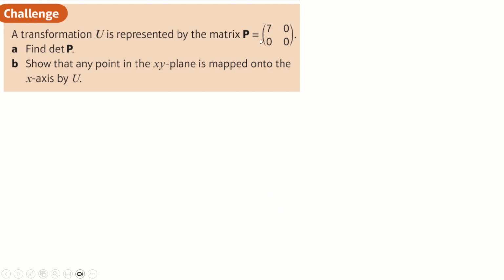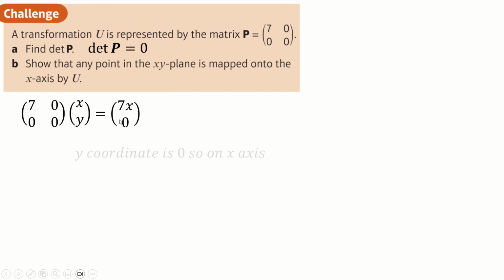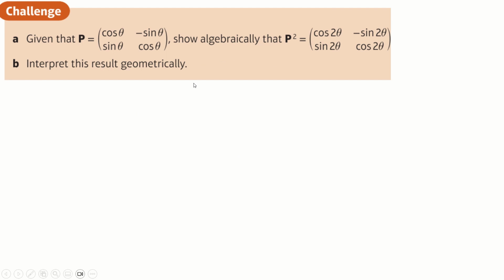Anyway, this is a weird question. The determinant is 7 times 0 minus 0 times 0, which is 0. And even weirder, if you just take a point (x, y) and multiply it by this matrix, you get 7x plus 0y as your top term and 0 plus 0 as the bottom. And this is on the x-axis because the magnitude of the y-coordinate is 0. So it's on the x-axis. That's literally that entire challenge question. I'm very confused about it.